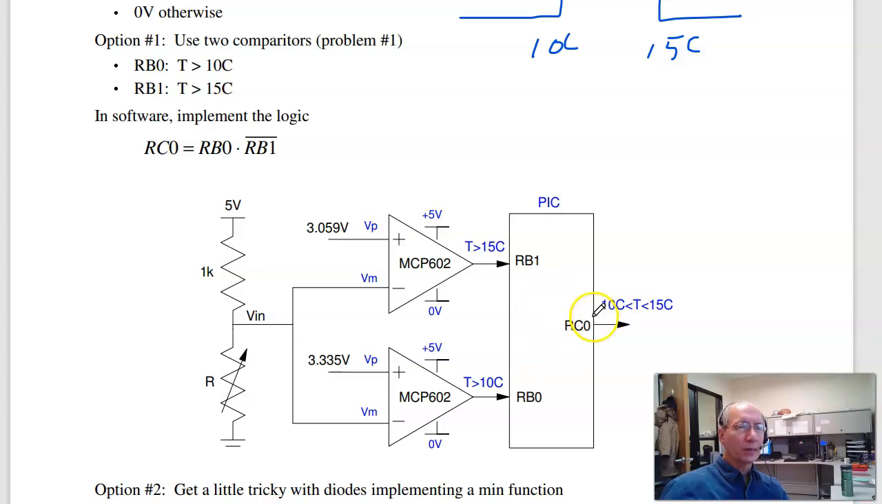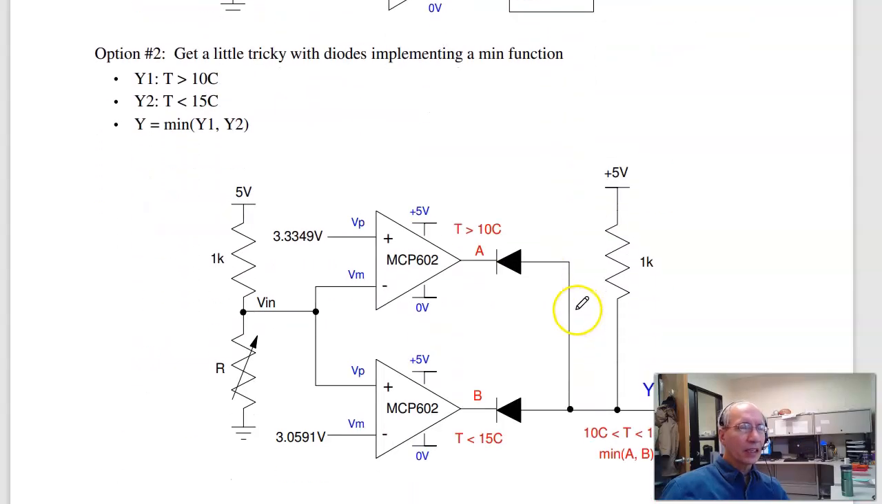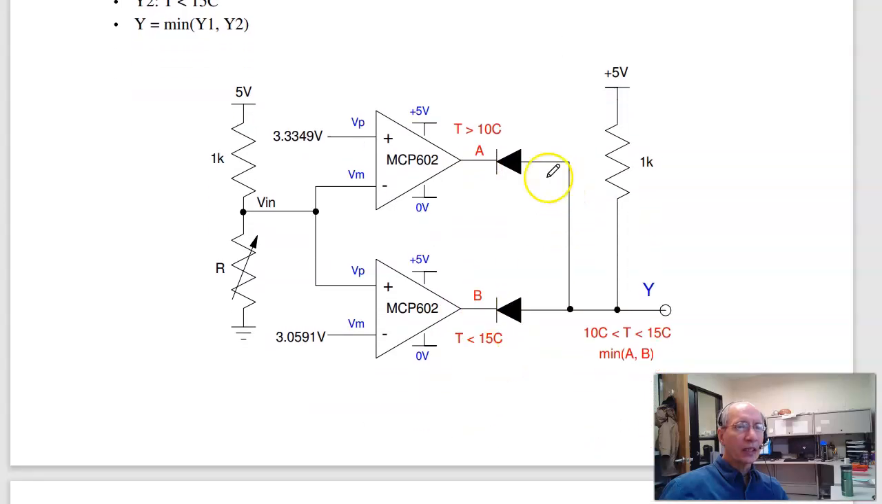That's one way to do it. Second way is, if you get kind of tricky, I can start using diodes as an AND function. The first one is going to be temperature greater than 10. The second one is temperature less than 15, and I want to do A and B. One way to do that is diodes.